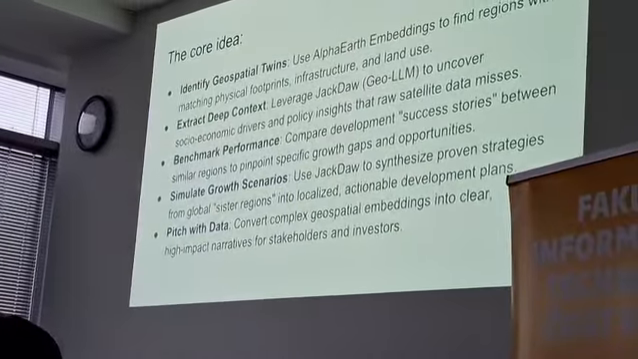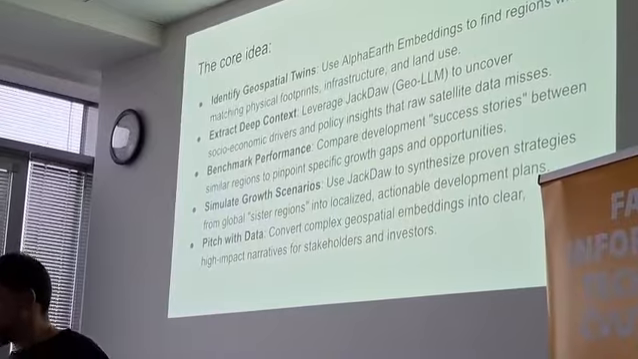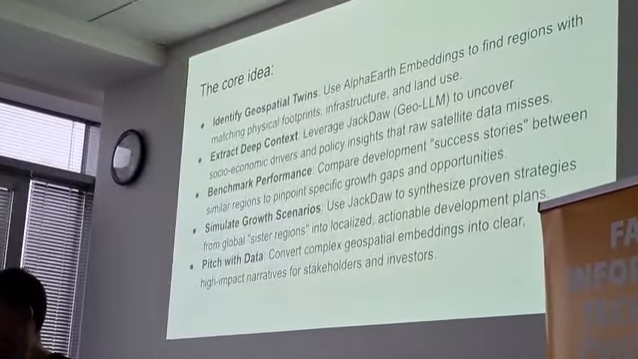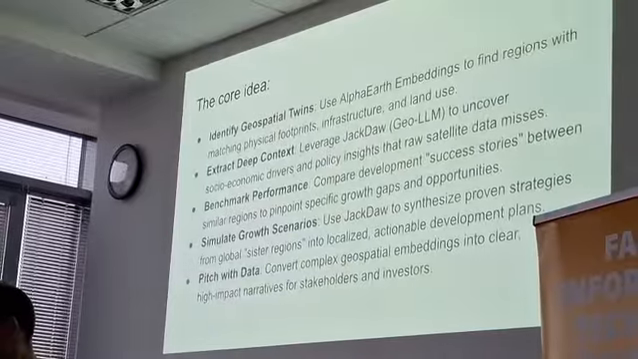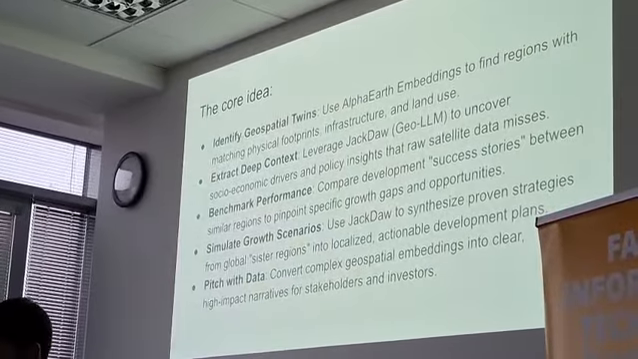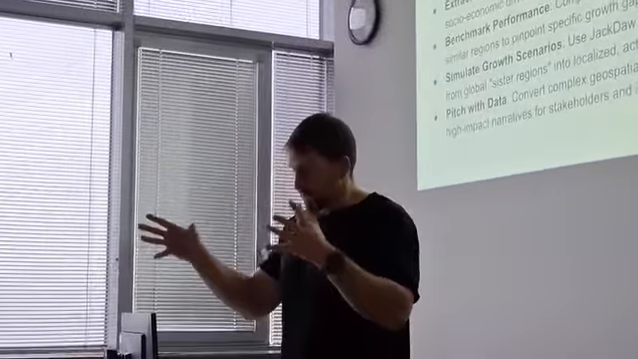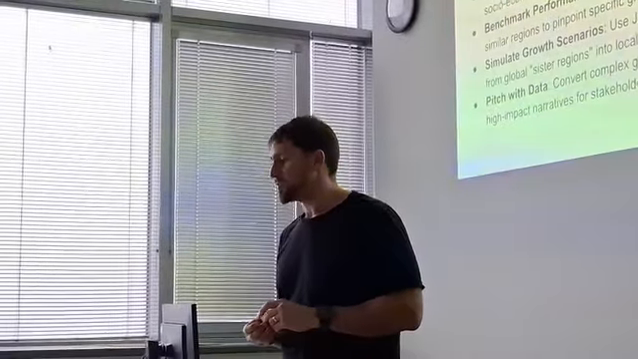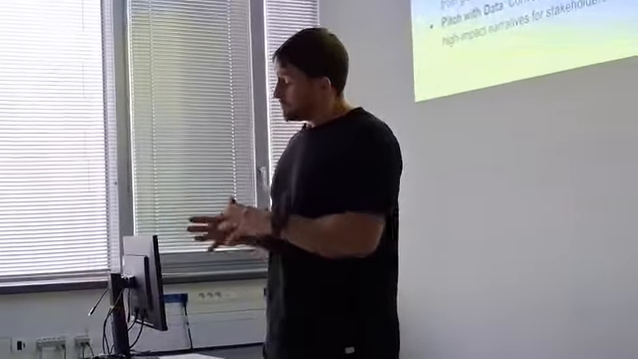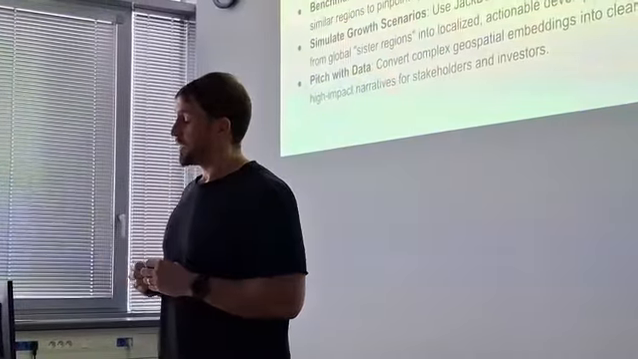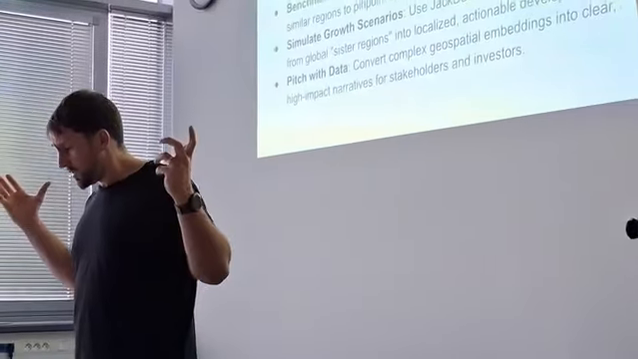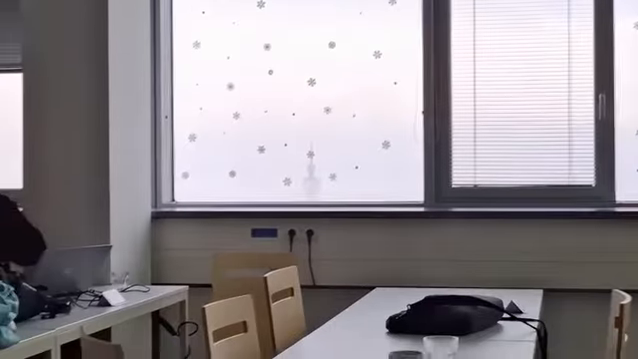We use these Alpha Earth embeddings to find regions with matching physical footprints, infrastructure, and land use. Then we leverage Jackdaw to uncover socio-economic drivers and policy insights that raw satellite data misses. Then we compare development, and we look at the success stories between similar regions to pinpoint specific growth gaps and opportunities. And then we can again use Jackdaw to synthesize proven strategies from global sister regions into localized actionable development plans. And then we convert all the complex geospatial data embeddings into a clear, high-impact narrative for stakeholders and investors.